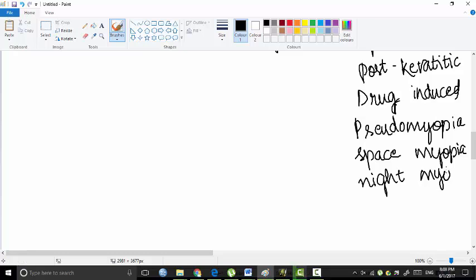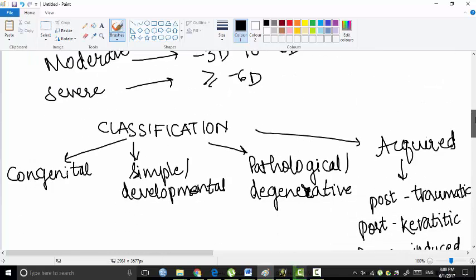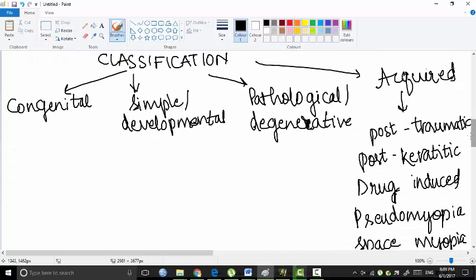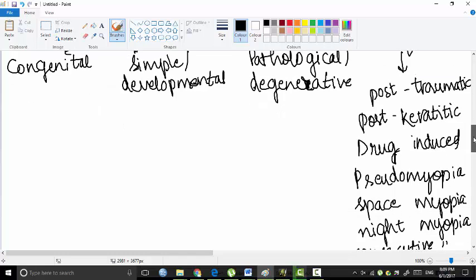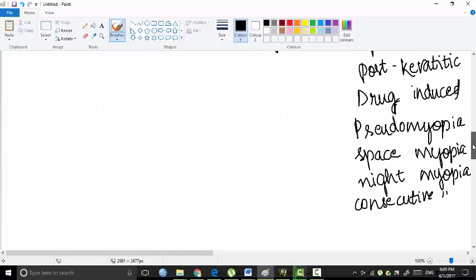Saying all these names doesn't generally make any sense, I know, but as you go through it, it becomes really easy. Or consecutive myopia. All these are the different types of classification of myopia, which is congenital, simple or developmental myopia, pathological or degenerative myopia, or acquired myopia. In acquired, there are different types.